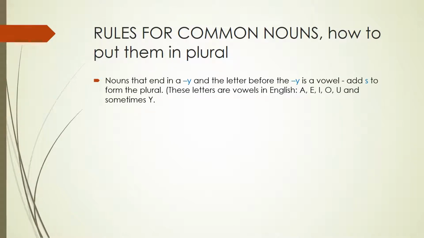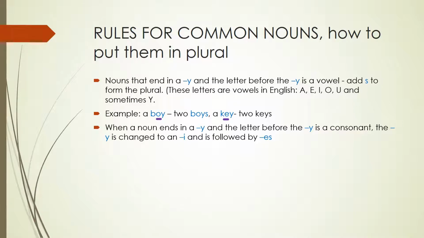Nouns that end in a Y and the letter before the Y is a vowel, you need to add an S to form the plural. And the letters that are vowels in English are A, E, I, O, U, and sometimes Y. Example: a boy, two boys. A key, two keys. Here you can see that the letter before the Y is a vowel sound, and you only need to put an S to form the plural.